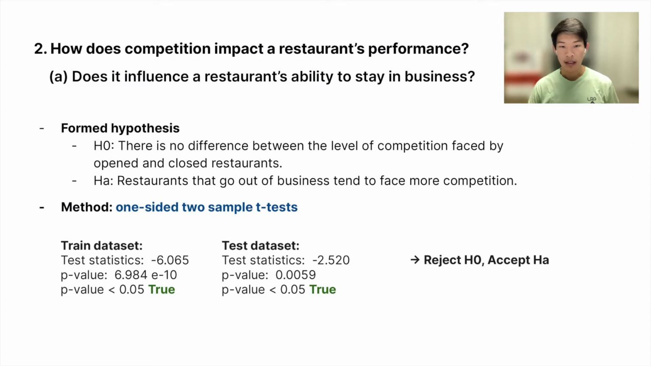We used a one-sided 2-sample t-test to see whether there is a significant difference in the level of competition between open and closed restaurants. We got really low p-values on both our training and testing datasets. Therefore, we can reject our null hypothesis in favor of our alternative hypothesis.